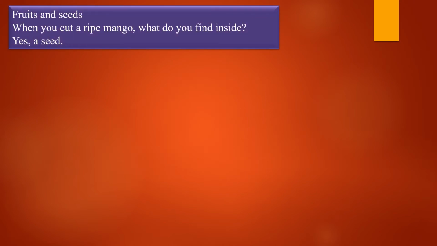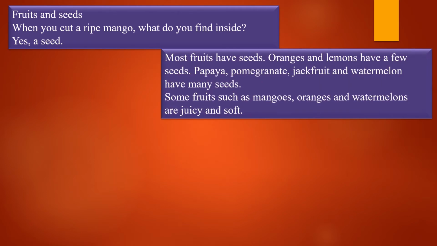Next, fruits and seeds. Now we are going to learn about fruits and seeds. When you cut a ripe mango, ripe means that yellow mango, sometimes it can be green, what do you find inside? Yes, a seed. You can find a seed. Most fruits have seeds. Oranges and lemons have a few seeds. Papaya, pomegranate, jackfruit, and watermelon have many seeds.